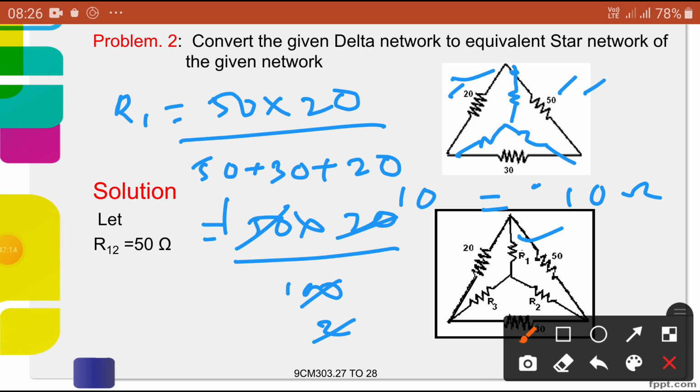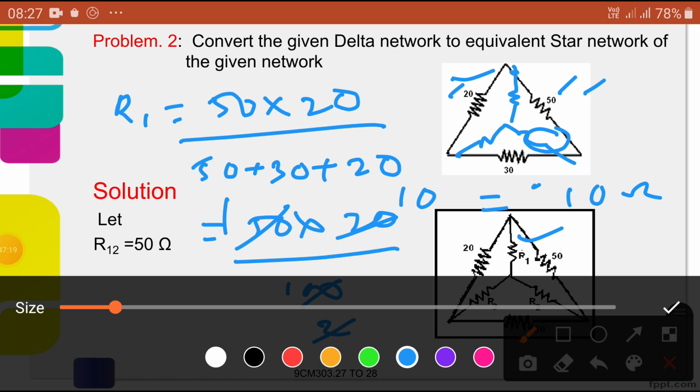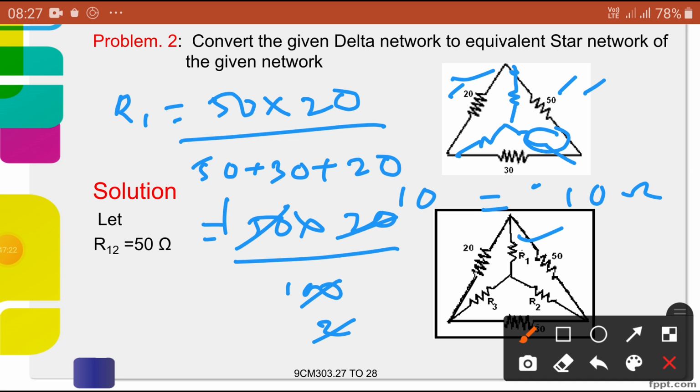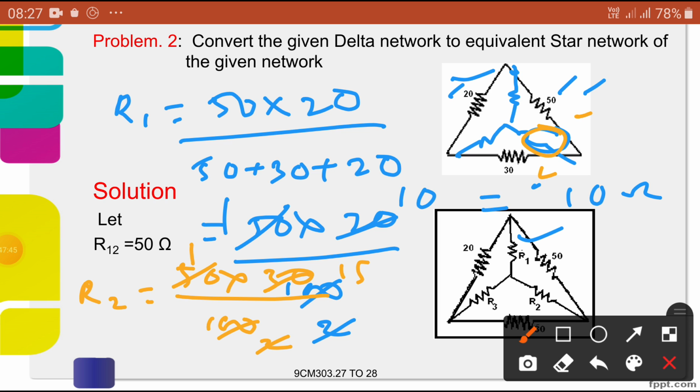Now I want the other values. Then what to do? Apply a similar process. I require R2. R2 is equal to, numerator changes, denominator is the same 100. Now I want this into this, that is 50 into 30, divided by 100. 5 threes are 15. So you got the value 15 ohms, simple.